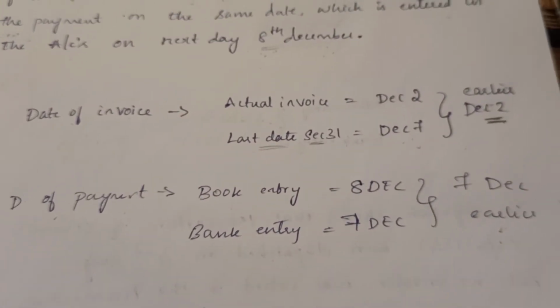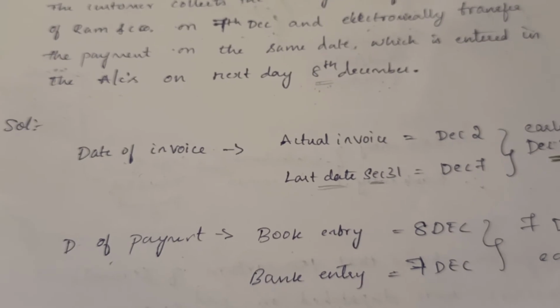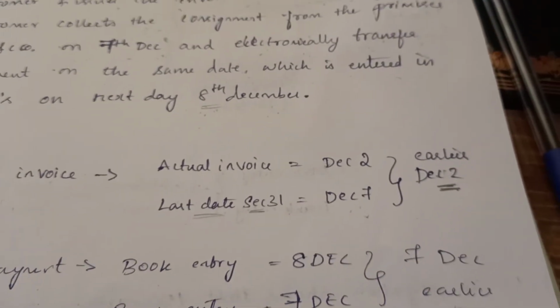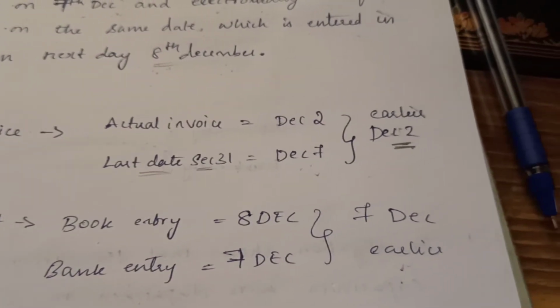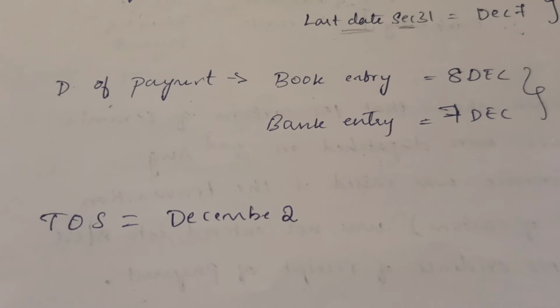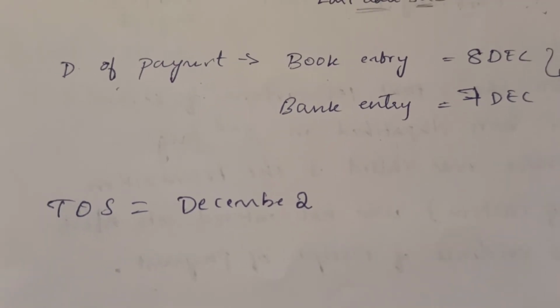That means the earlier date between the date of invoice and the date of payment. The date of invoice is December 2. The date of payment is 7th December. The earlier is December 2. So the time of supply will be December 2.